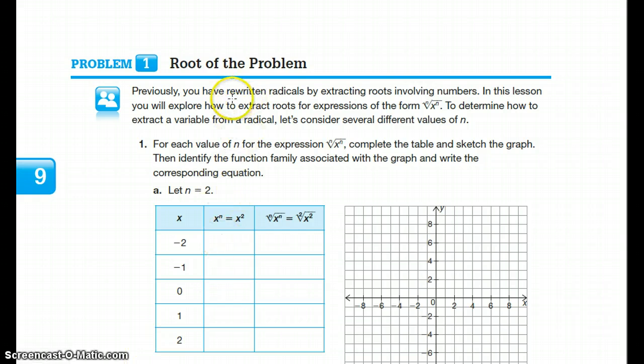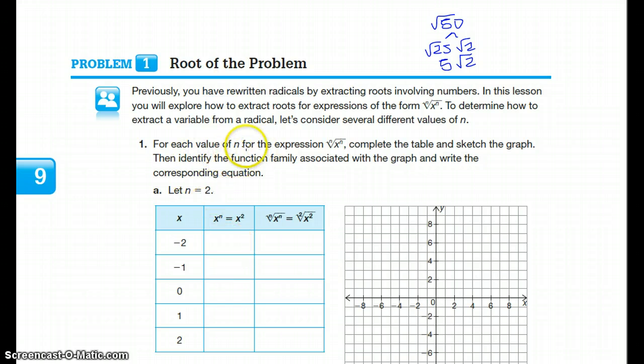And it says, previously we have rewritten radicals by extracting roots involving numbers. For example, that would be like when we took the square root of 50, we broke that down into a square root of 25 and a square root of 2. And we knew that the square root of 25 was 5. So we extracted it, as they're saying, and we had 2 left. So we were doing that involving numbers. In this lesson, we're going to explore how to do it if it actually had variables involved. And so we're going to do a few steps to begin with to figure that out. And so that's why we're doing several different values of n, different root values.